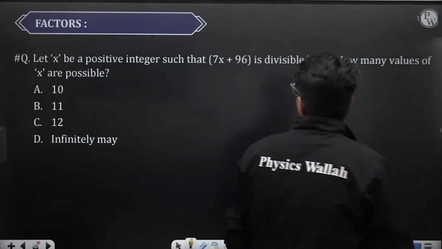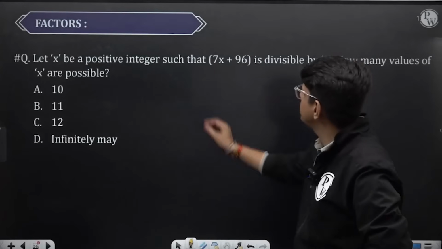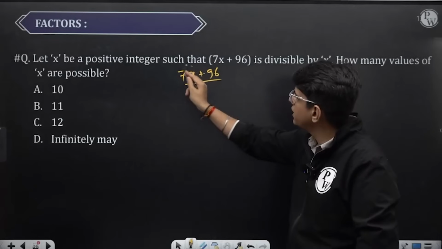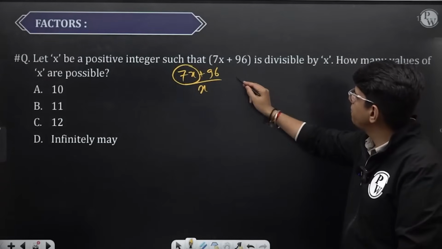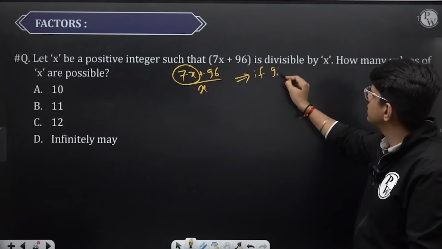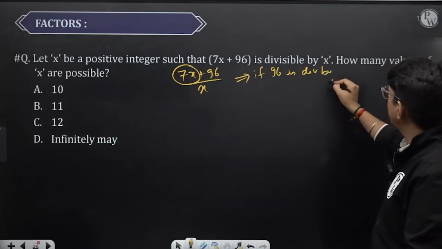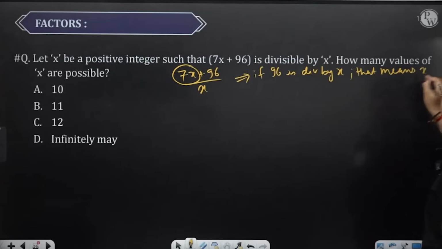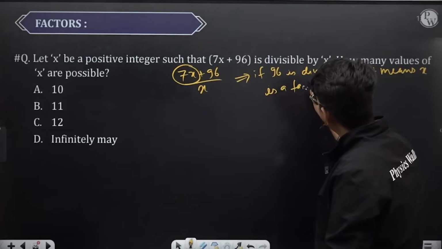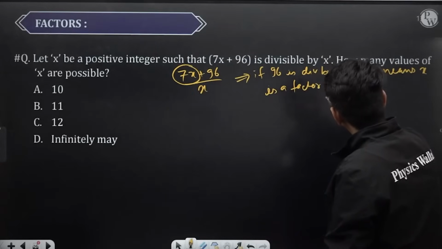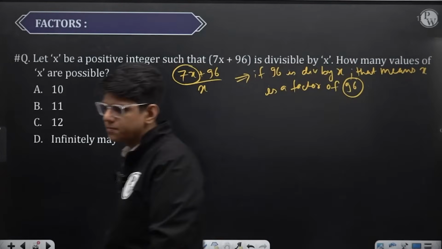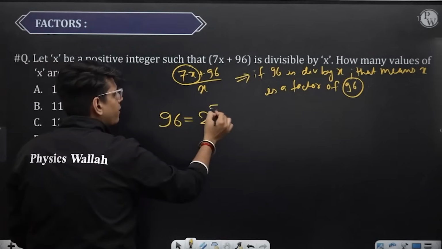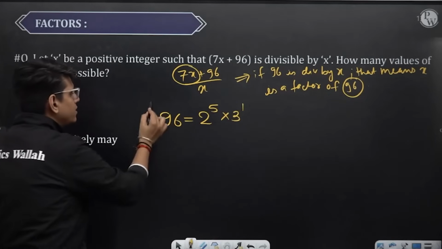Here, let x be a positive integer such that 7x plus 96 is divisible by x. That means 7x is completely divisible by x. If 96 is divisible by x, that means x is a factor of 96. Now how to find the factors of 96? So 96 in standard form can be written as 2 to the power 5 into 3 to the power 1. Okay, this is the standard form.